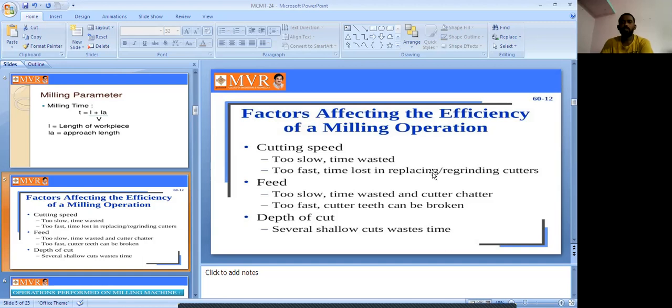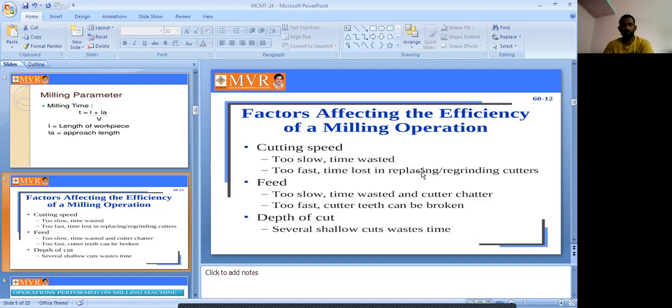So see here, what are the factors? First of all, cutting speed and depth of cut. Cutting speed: if it is too slow, time is wasted. That is one of the main points. The next one is too fast: time is lost in replacing the cutters. Both too slow and too fast are time-wasting processes, and sometimes time is lost replacing the cutters.